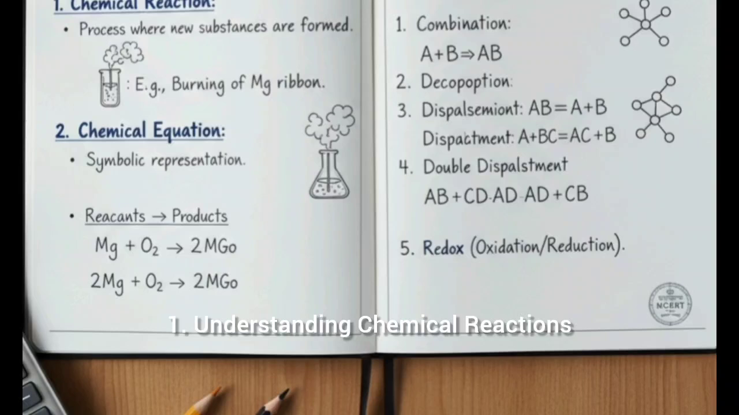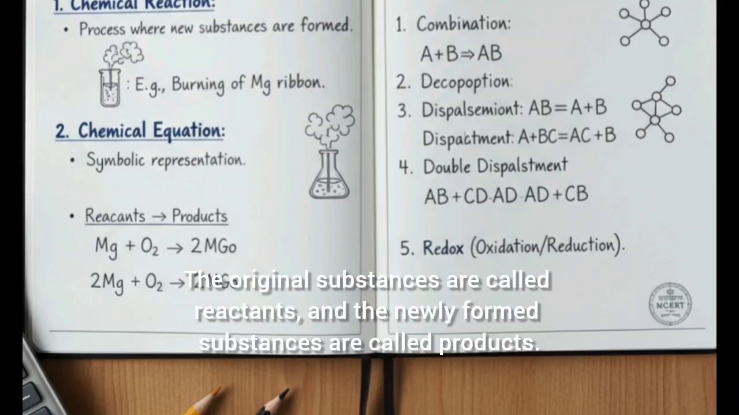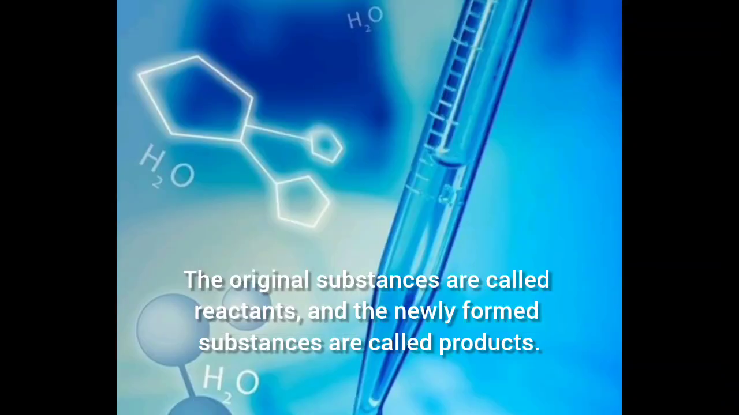1. Understanding chemical reactions. A chemical reaction is a process in which one or more substances change to form new substances. The original substances are called reactants and the newly formed substances are called products.